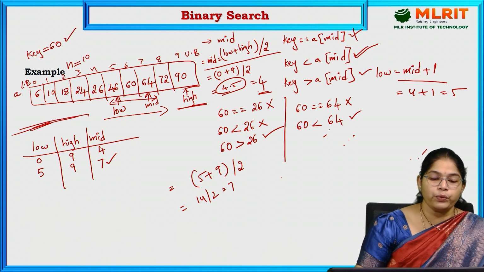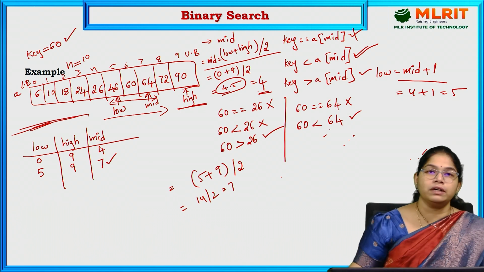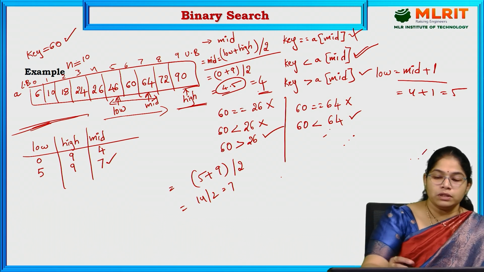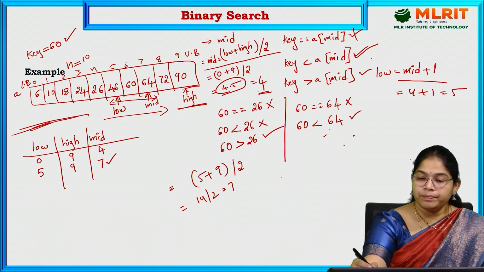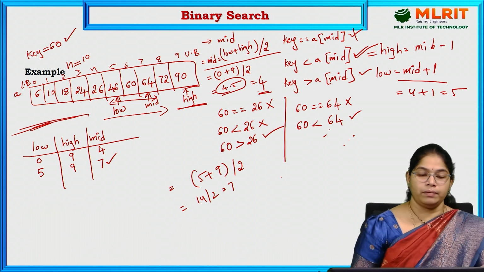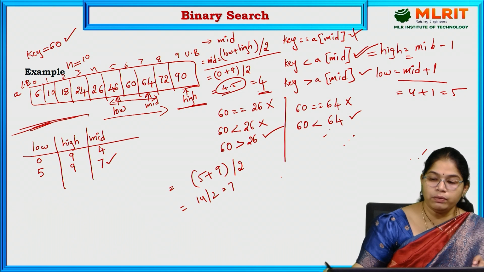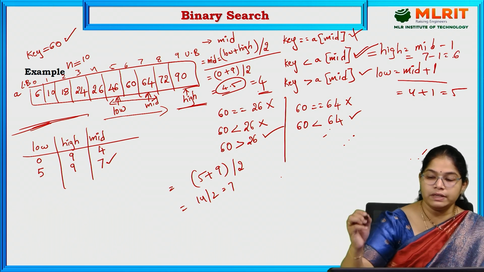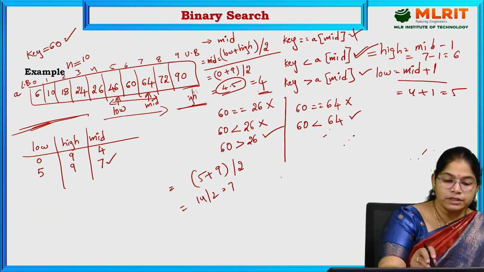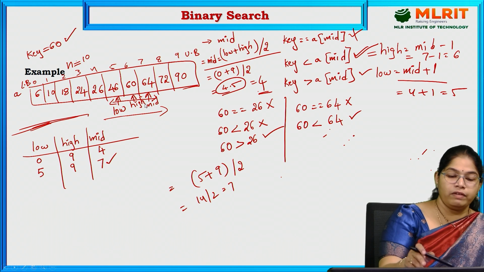In such a case, we have to change the high value to the left of the high. So in this case, the high value has to be shifted, that is mid minus 1. So high is equal to mid minus 1. Mid value is 7. 7 minus 1, now it is 6. So the high value is shifted to 6. Now the high value is this.